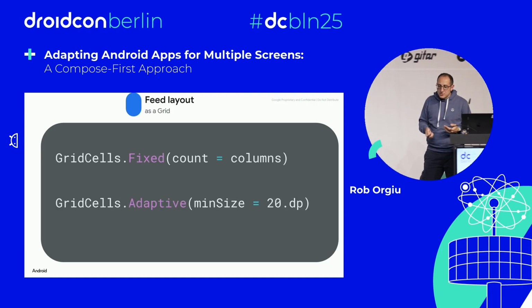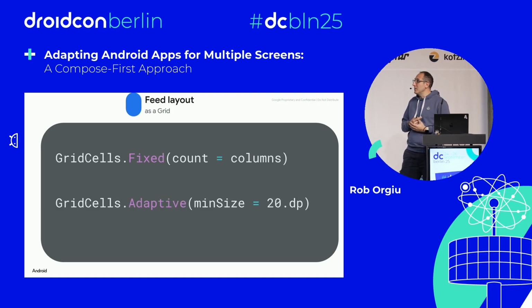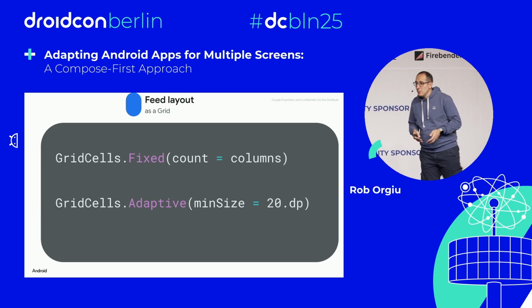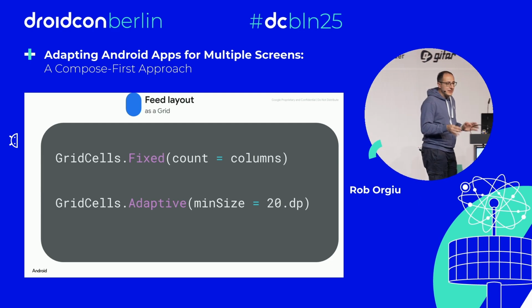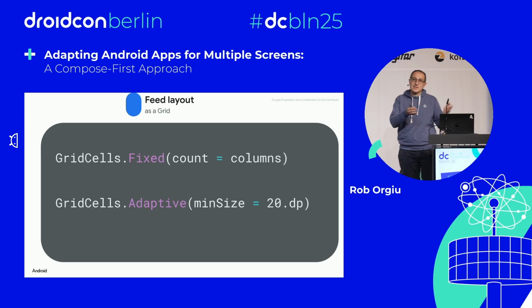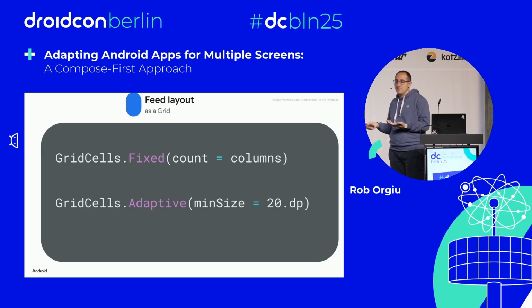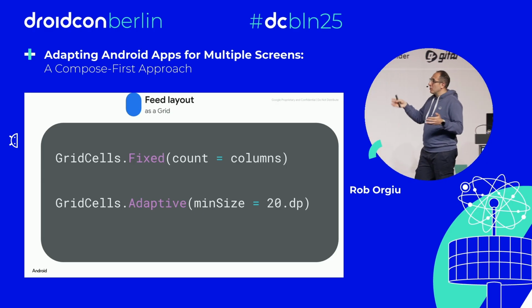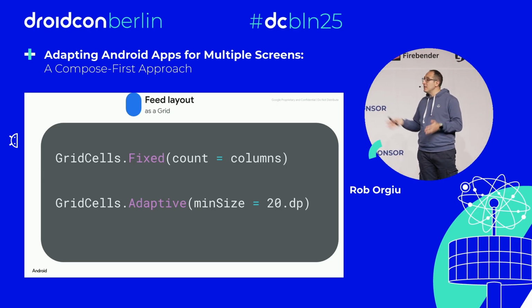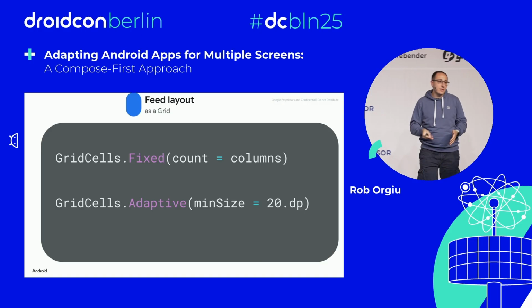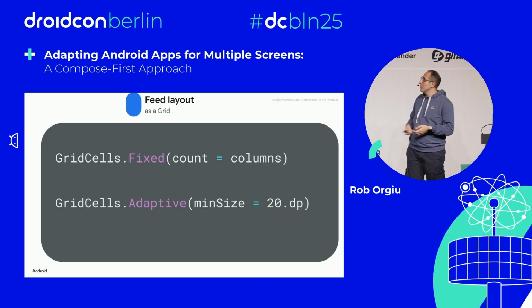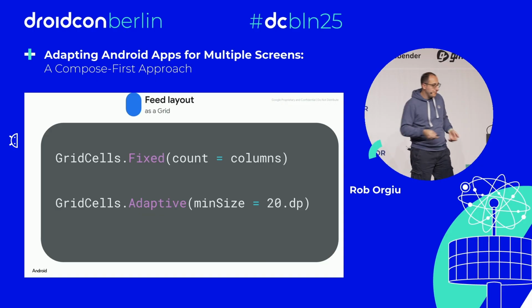And you do that by using the grid cell adaptive method. So we have two ways of implementing the same thing, based on whether you need a specific number of columns or if you just need the space. In the second case, of course, the grid will calculate how many columns it can fit based on the size of the window size class and the minimum size that you need.